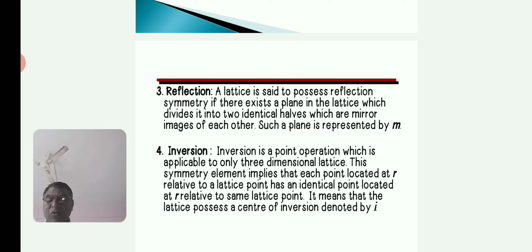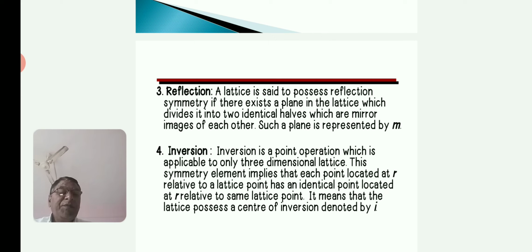Consider a row of lattice points A, B, C and D, and let T be the lattice translation factor. Let the lattice have n-fold rotation symmetry with rotation axis passing through the lattice point, perpendicular to the plane of the paper. The rotation by the angle theta equal to 2 pi divided by n about points B and C is in the clockwise and anti-clockwise direction respectively.